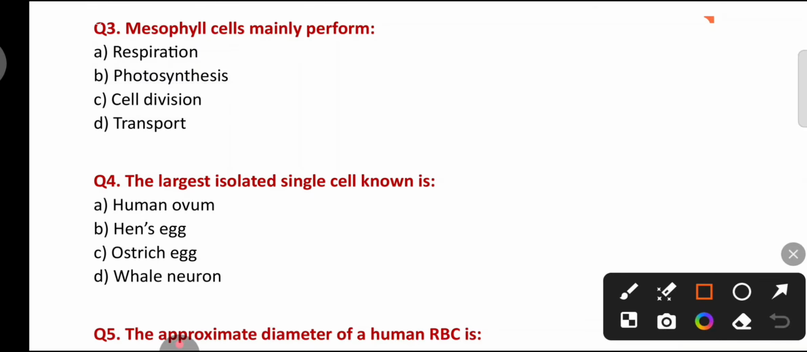Neutrophil cells mainly perform respiration, photosynthesis, cell division, transport. Neutrophil cells are found in plant leaves and it helps in photosynthesis.